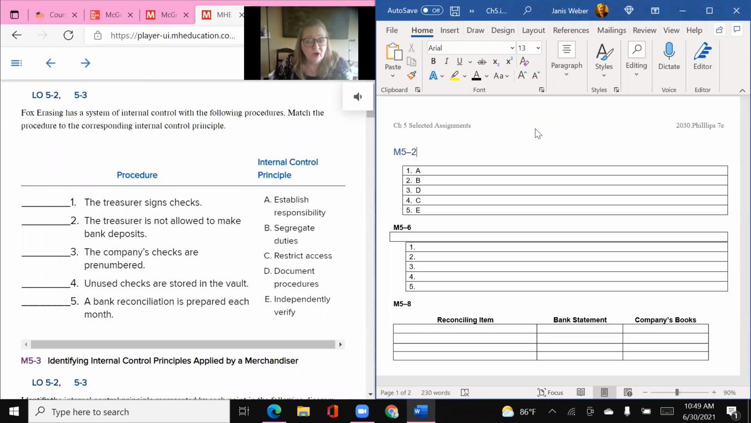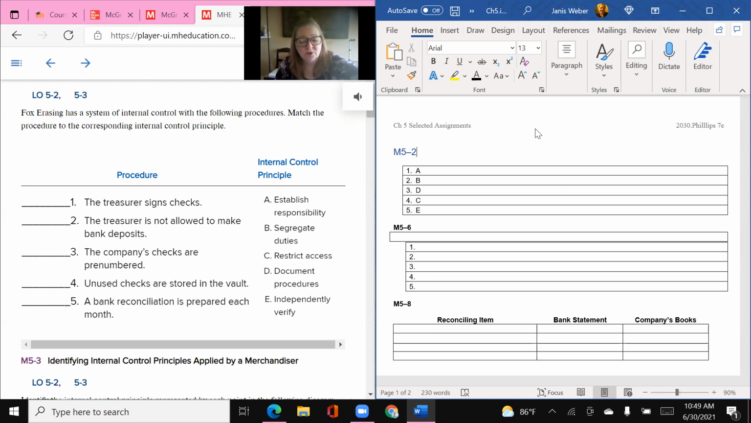Okay, and then the third one, the company's checks are pre-numbered. That's an example of documenting the procedures, because that way you can track if there are some checks missing. And then the next one, used checks are stored in a vault. That is an example of restricting access. And then the bank reconciliation prepared each month is usually done by an outsider, independent verification. So that's E.